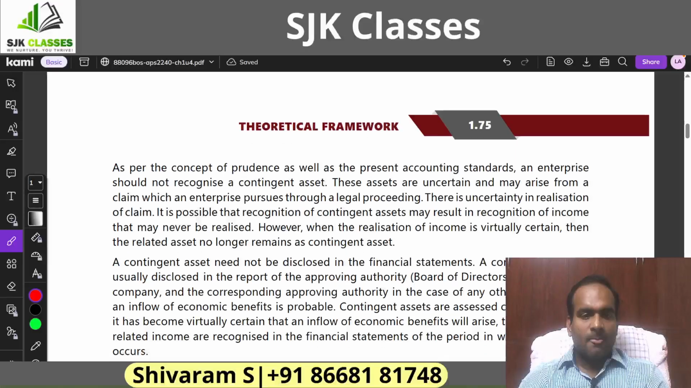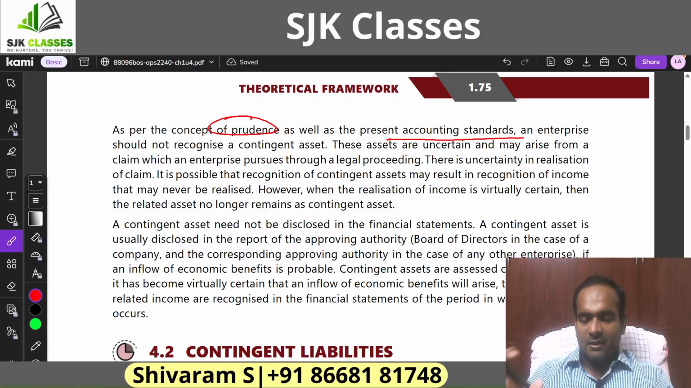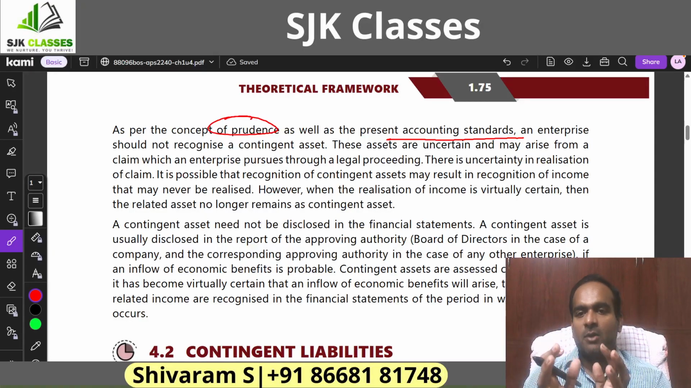Now let's move on. As per the concept of prudence, this is another important topic. For contingent asset, what prudence says, as well as present accounting standards. What are accounting standards? Accounting standards are nothing but a set of guidelines given to us for preparation and presentation of financial statements for some complex transactions. Whenever some complexity is there, to address the complexities in the financial statements, I need some rules and regulations. Those rules and regulations are given by accounting standards. This is just a brief overview about accounting standards.